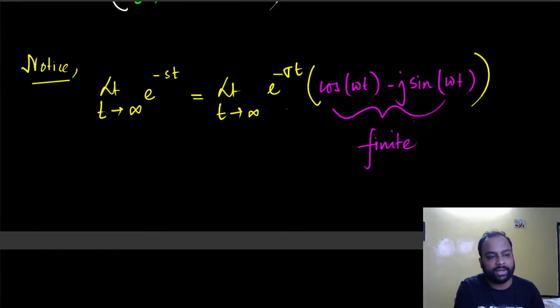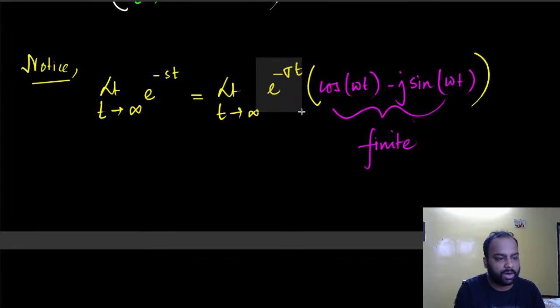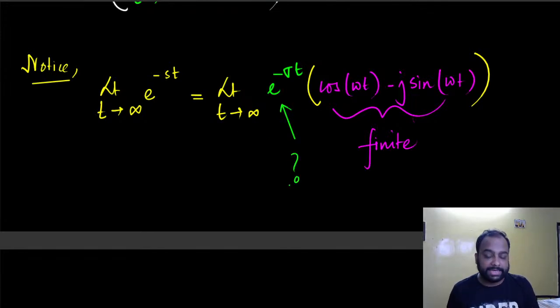But what about this quantity? Question is, what about this quantity? What about this one? Now, this is e to the power minus sigma t. Keep in mind, sigma is a real number. It could be a positive real number, it could be a negative real number. But in any case, it's a real number, right? E to the power minus sigma t. Now, I'm saying t is going to plus infinity.